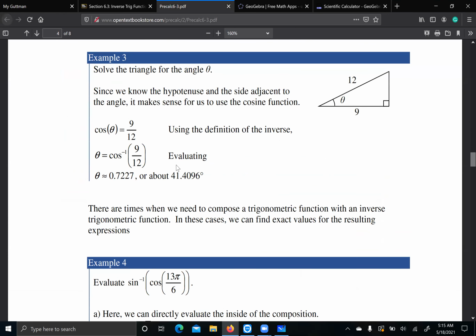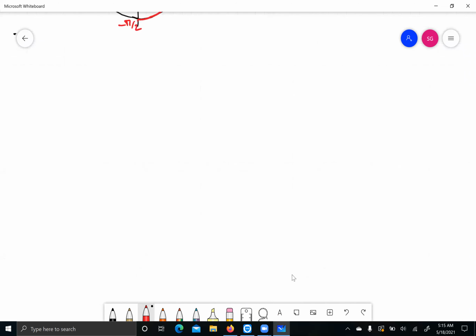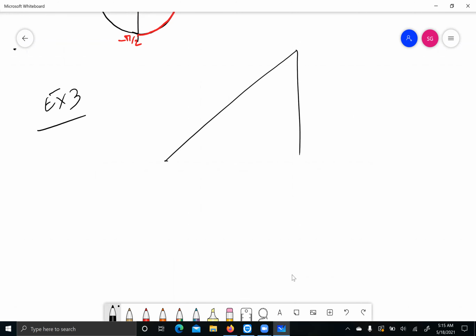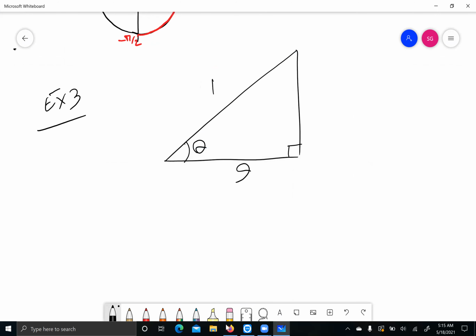Okay, now let's have a couple of practices. Example 3, solve the triangle for angle theta. What is the triangle here? This is a right triangle. This angle is called theta, and we have the values of the sides, 9 and 12. The question is, find theta.